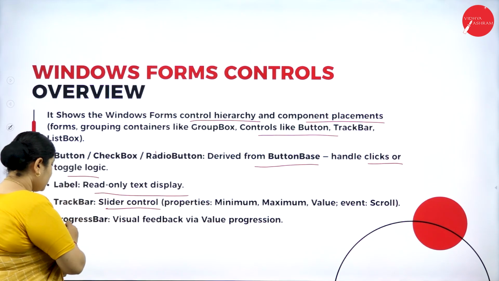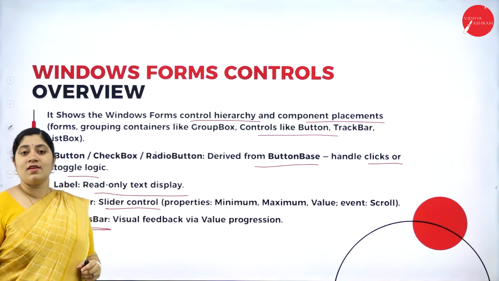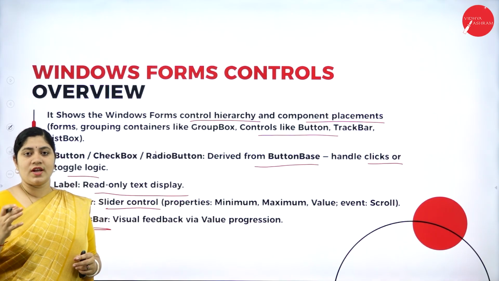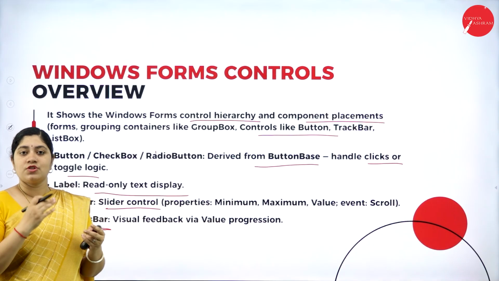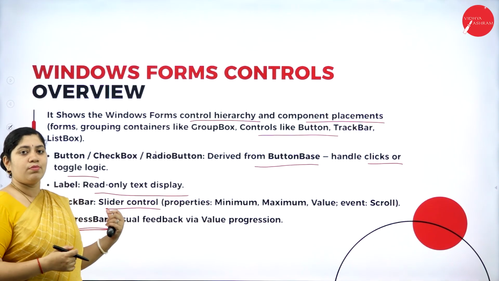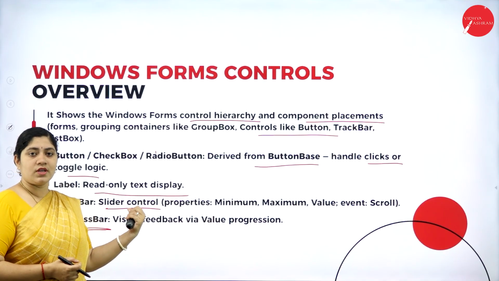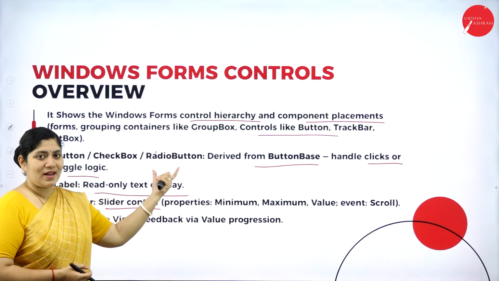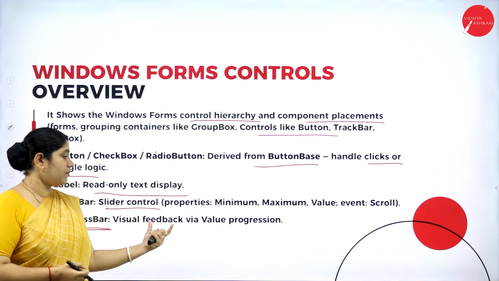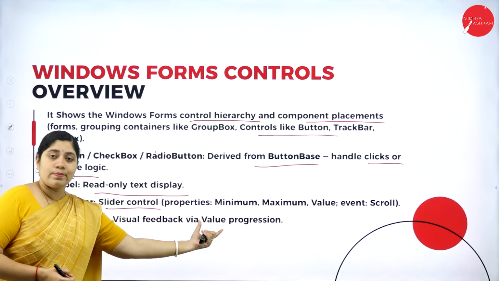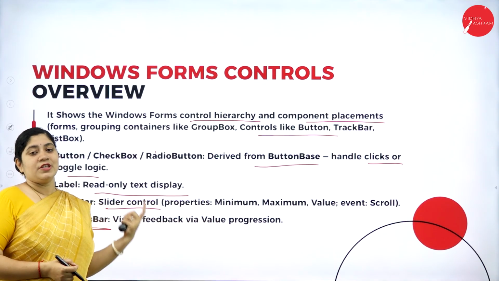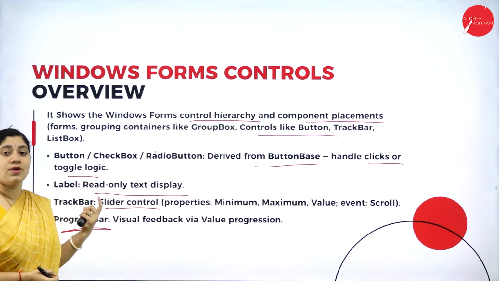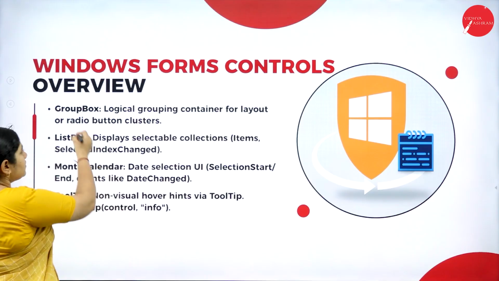All right, up next is a progress bar. Yes, the progress bar, as we can see on our mobile phones too. If you want to share a file, it shows continuous progress, right? That progress bar is also possible to create by using Windows Forms, by using the control class. It is used as visual feedback via value progressions. So this is all about a few of the control class components. Up next is a group box.